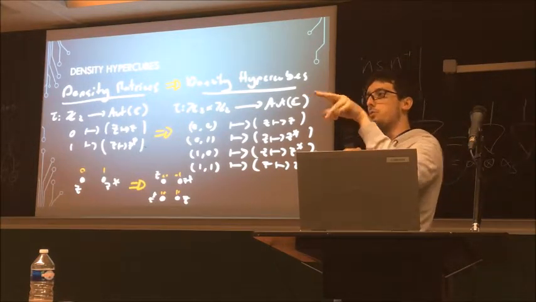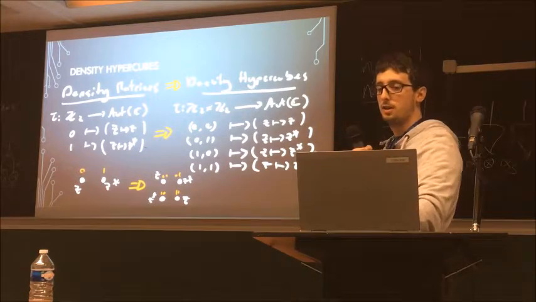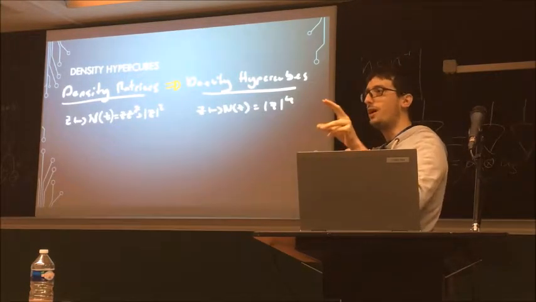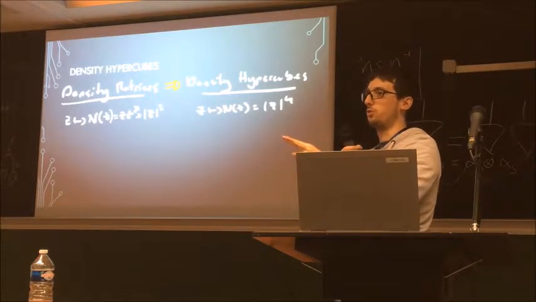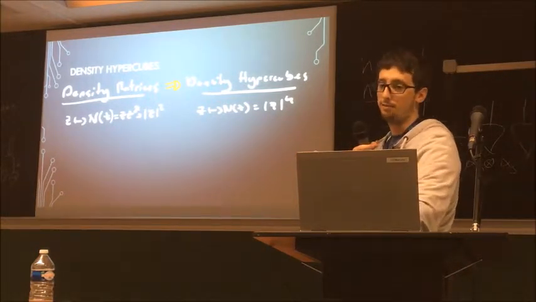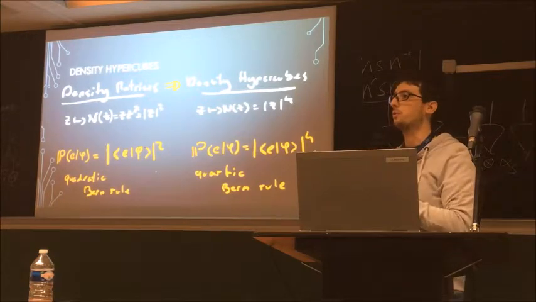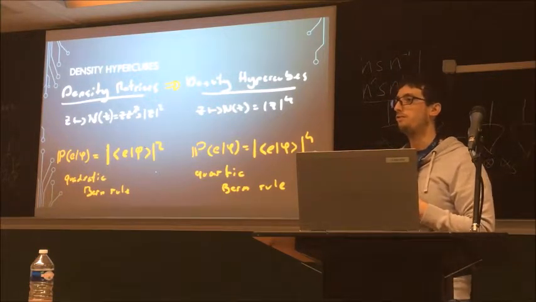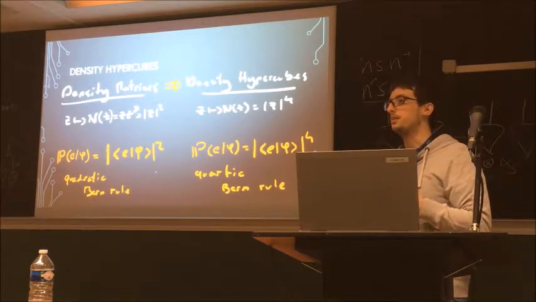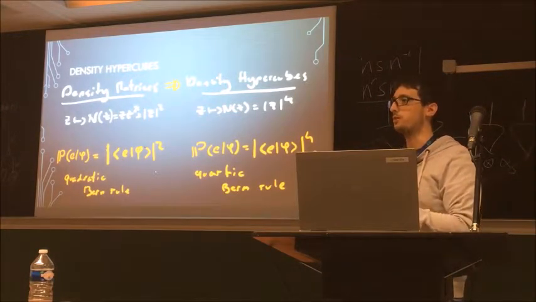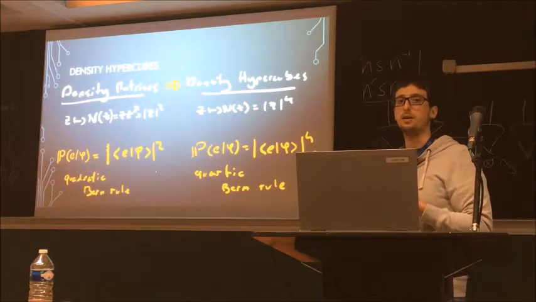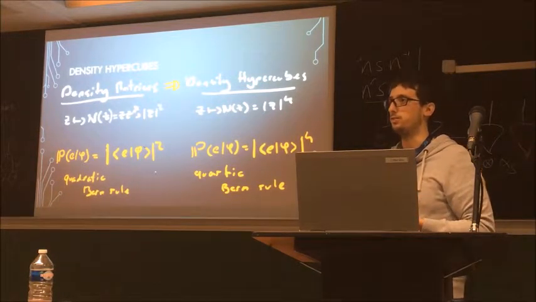from a two-dimensional object you get a four-dimensional object. From a quadratic norm on your complex numbers you get a quartic norm on your complex numbers, and from a quadratic Born rule you get a quartic Born rule. So in fact, something might happen. There is a possibility that because you go from quadratic to quartic, even though they look really similar, you will get some higher order interference.